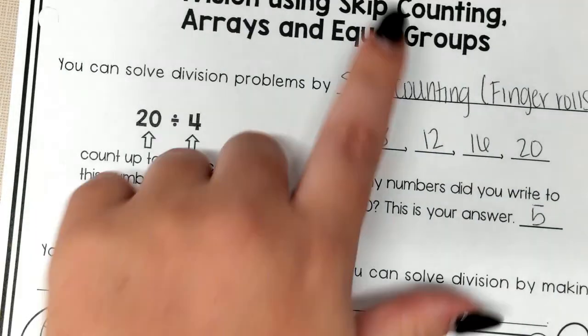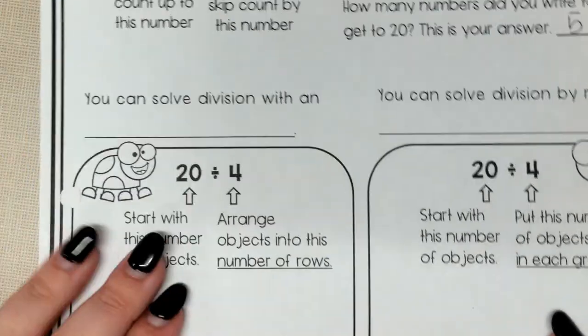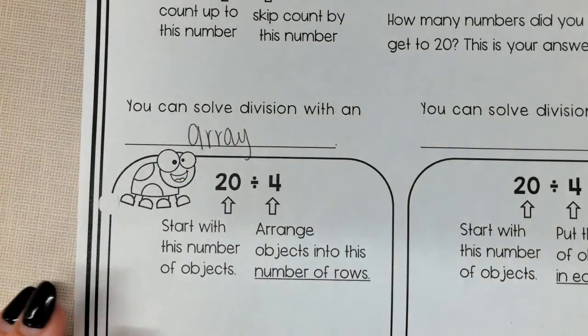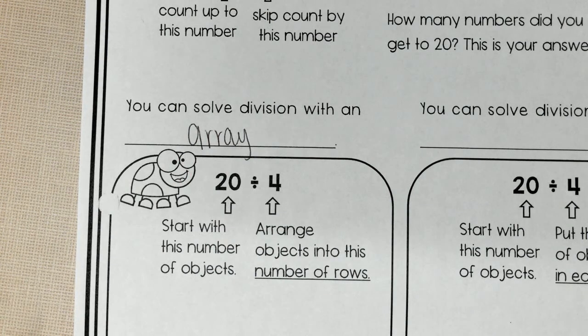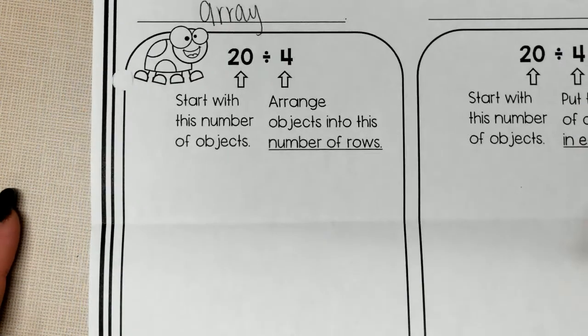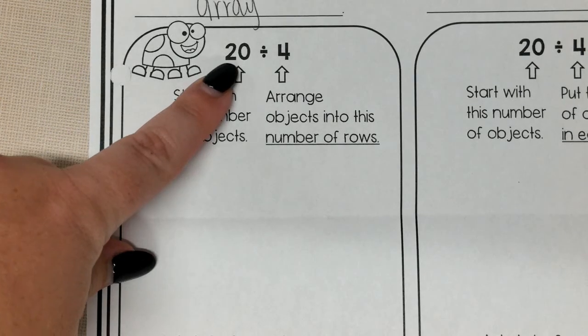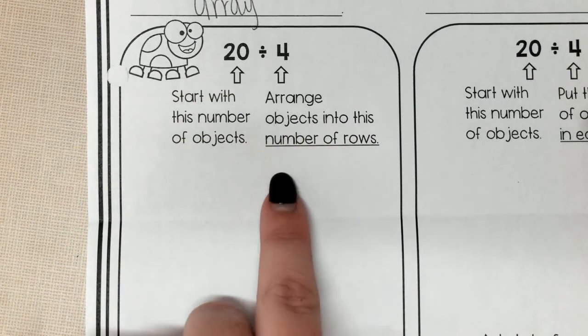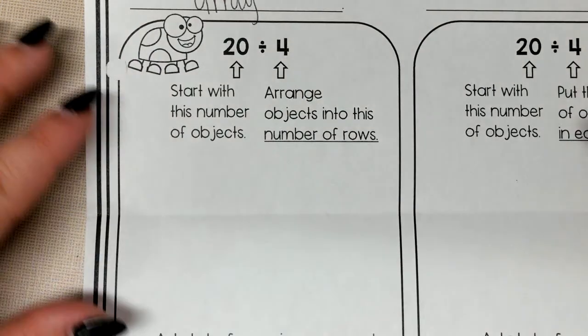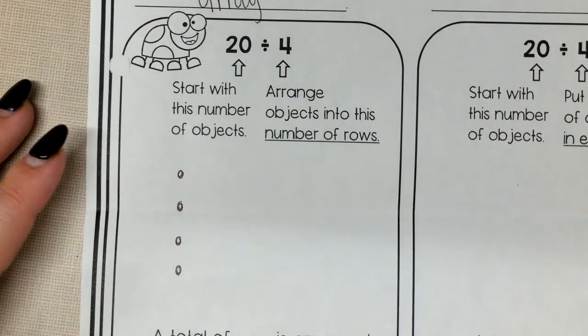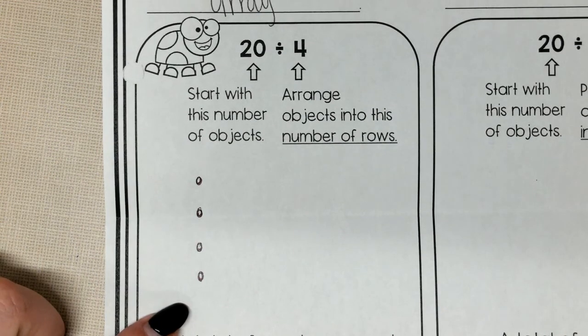So now we've done skip counting, so now let's look at an array. So you can also solve a division problem with an array. Now the array is going to look exactly like it does for multiplication, but what you do with it is just going to be a little different. So you're going to start with your number of objects, which in this case is 20, and I'm going to arrange the objects into this many rows. So I'm going to have 4 rows. So just like my multiplication, I'm going to start out by drawing my rows. So I know I have 4, and I'm going to just keep repeating that process until I get to 20.